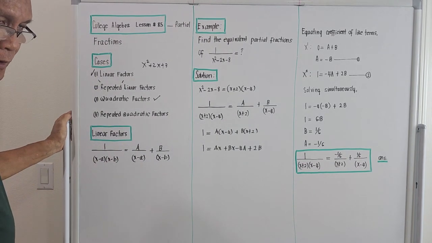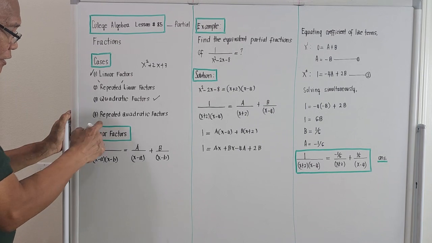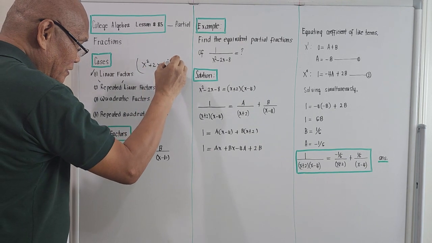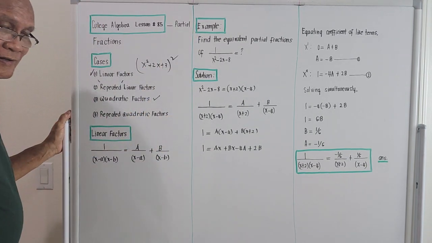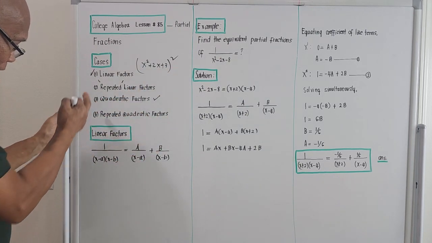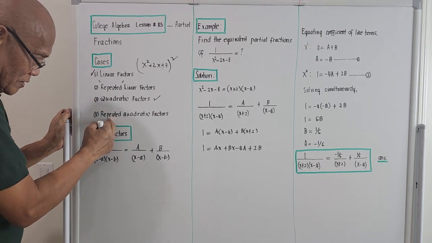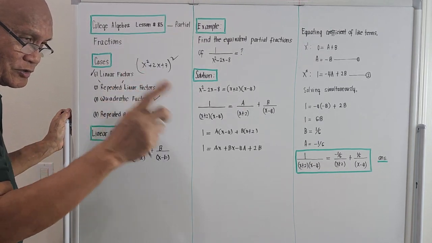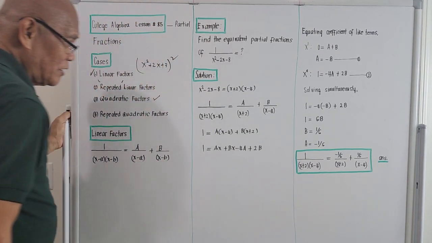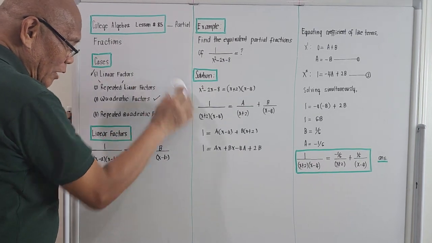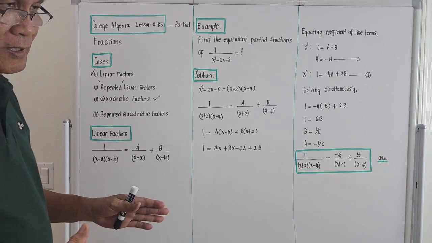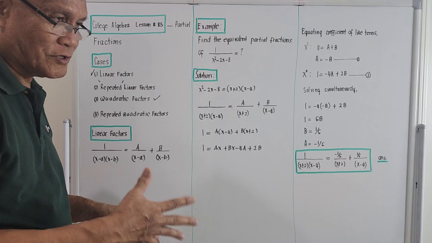Case number 4, this is the worst case scenario. Repeated quadratic factors. It's still a quadratic factor, but this is repeated, maybe like that, to the second power. So this solution is more complicated than the previous 3, because this is the worst case scenario under the study of partial fractions. For tonight, for us not to overload our minds, I will just discuss the first case, so we could easily grasp the concept on how to perform case number 1.